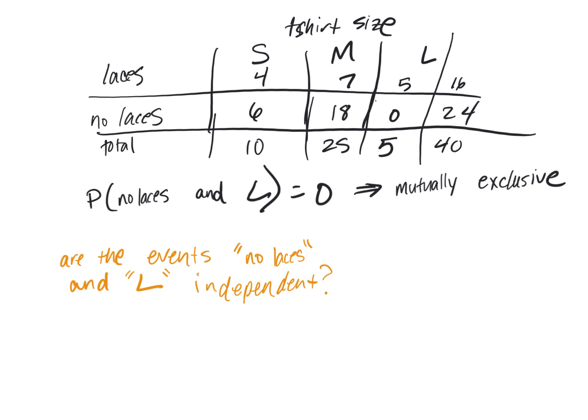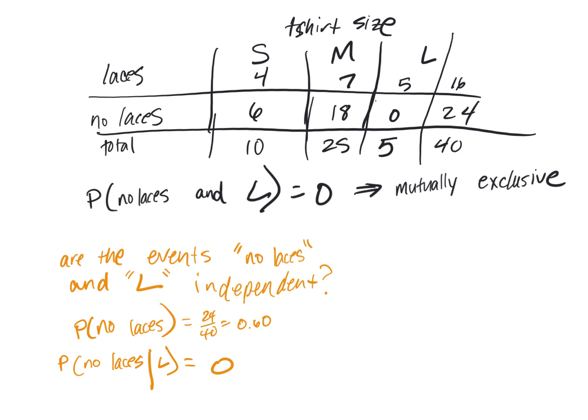What would we need to show? The probability of no laces, which is 24 out of 40, 60%. The probability of no laces given large is 0, because it would be 0 out of 5, yeah?